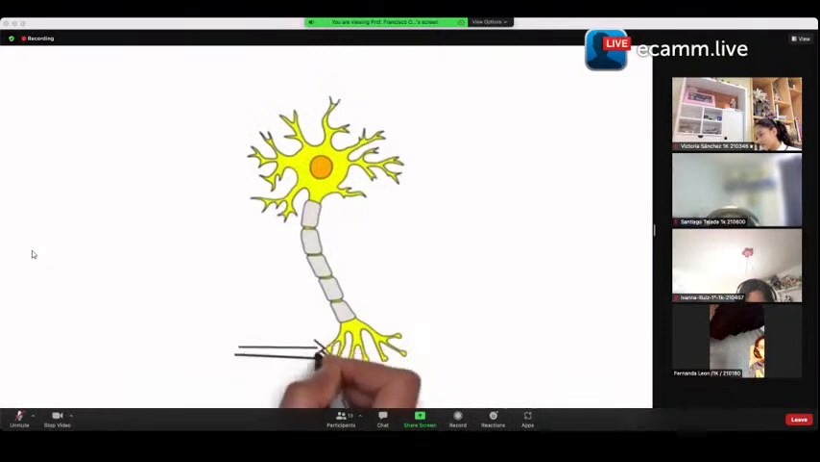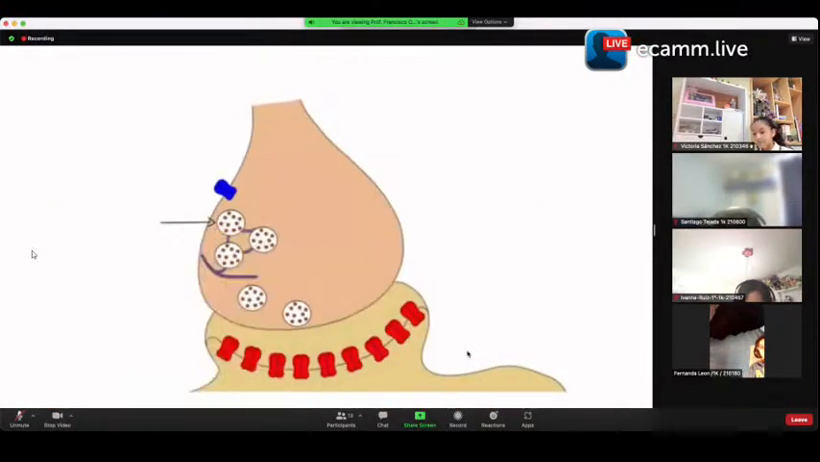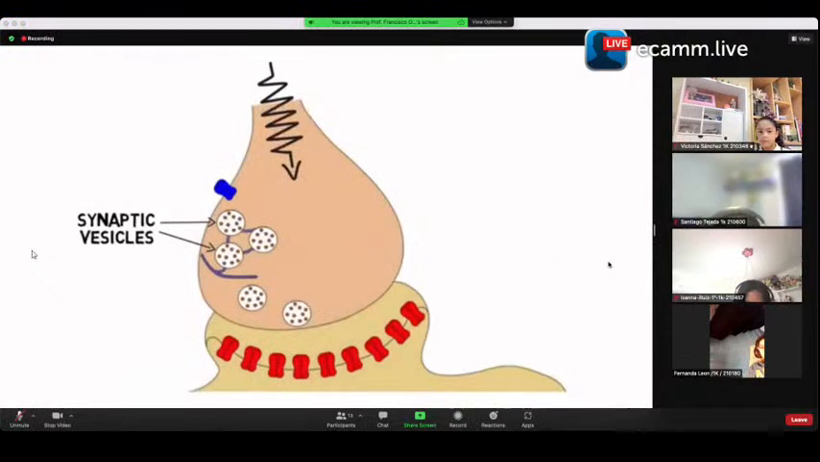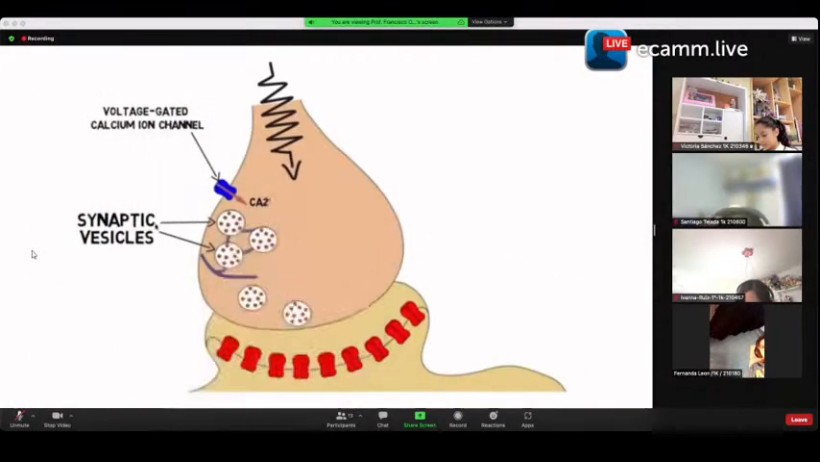Neurotransmitters are stored in the axon terminals of a neuron, in small sac-like structures called synaptic vesicles. When an action potential travels down the neuron and reaches the axon terminal, it causes depolarization of the neuron. This change in membrane potential causes voltage-gated ion channels, which are ion channels that open in response to changes in membrane potential, to open and allow calcium to enter the cell.